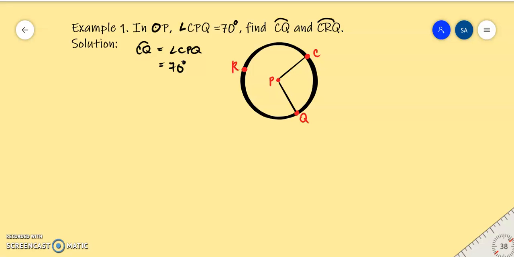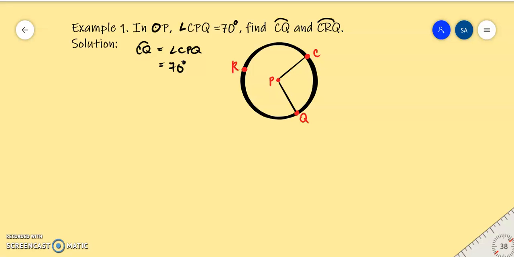Okay, so let's solve a problem involving circles. We have example number 1 here. You have circle P. In circle P, angle CPQ is equal to 70 degrees. So let's identify now the angle wherein we can find this 70 degrees.